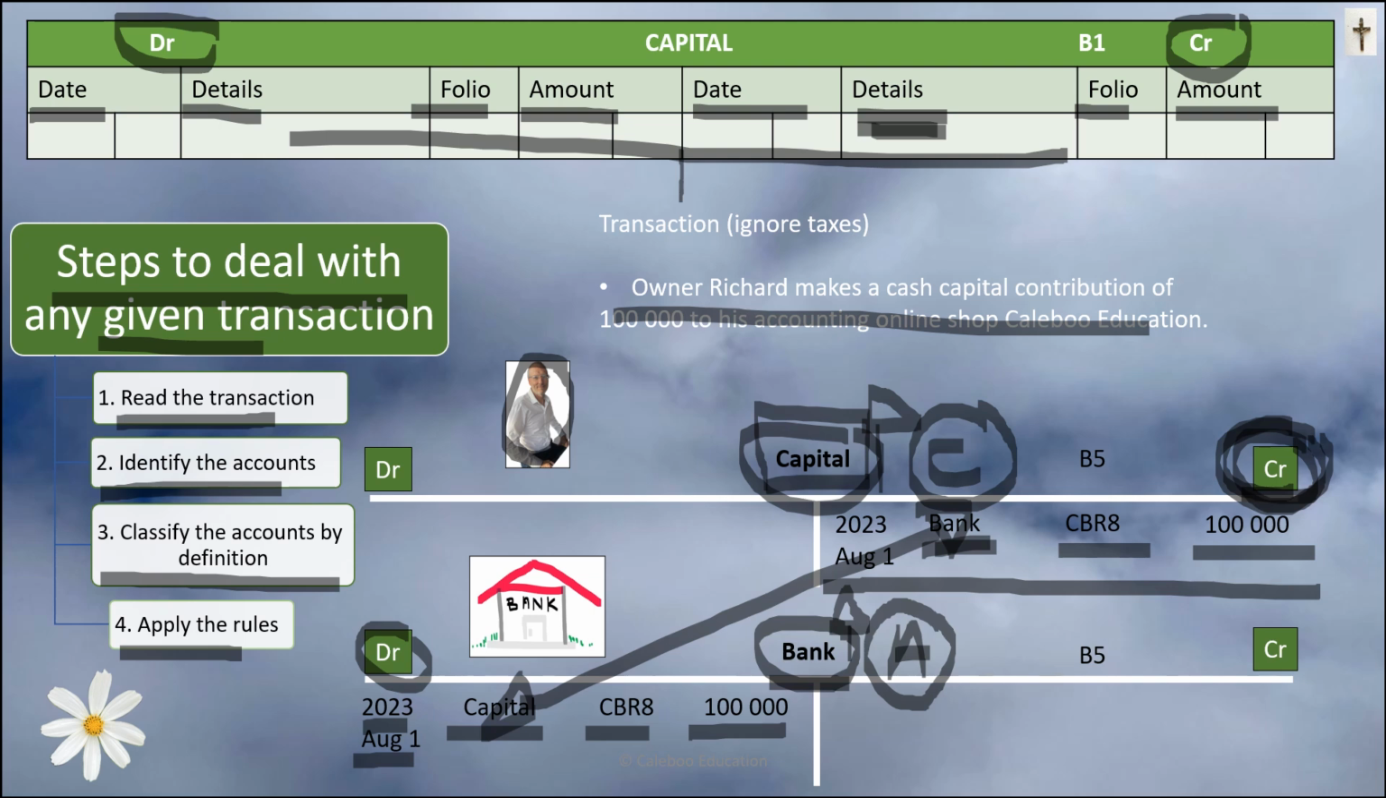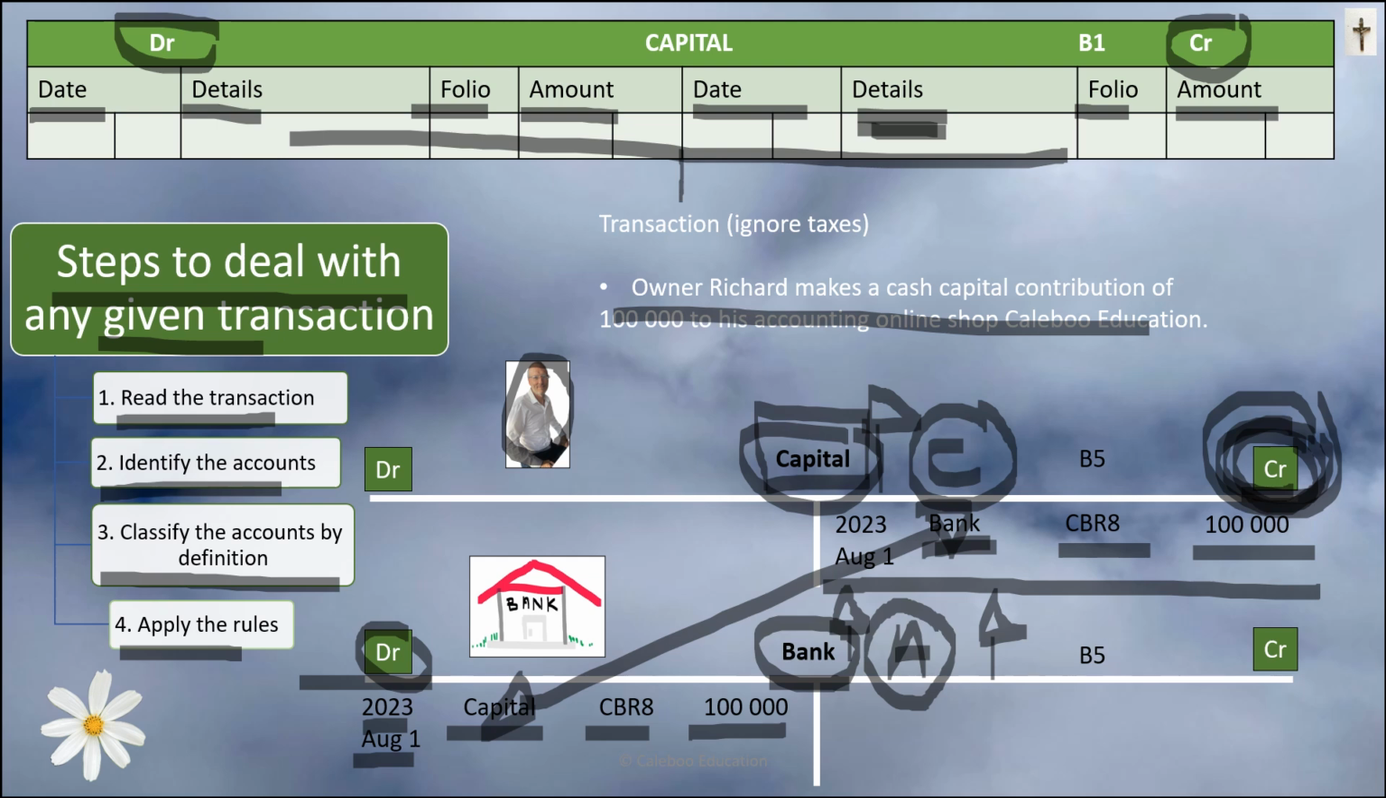It is very important to know your rules and to be able to apply your rules. If you know capital was credited, don't just think, oh, because capital was credited, for every credit there must be a debit. Rather apply your rule. An increase in assets means debit. That is why a bank is debited, not because capital was credited. And for every credit there must be a debit. Apply your rules to both accounts.